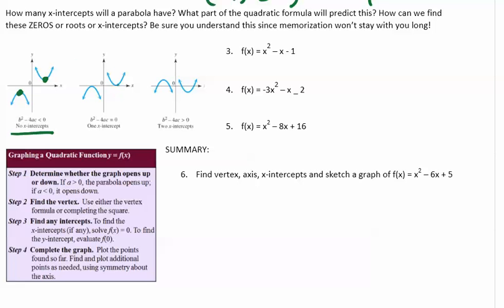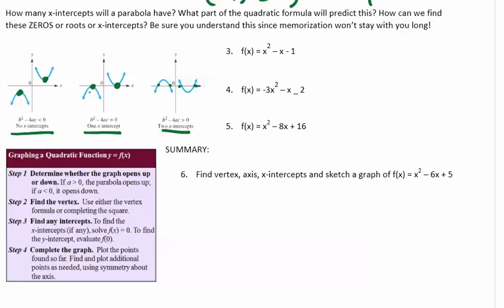Or we have the possibility that the vertex could be on the axis and open up, or on the axis and open down. So it is possible for a parabola to have 1 x-intercept. Or our parabolas, of course, could pass through twice. Each of these parabolas has 2 intercepts. Is there a way to predict that?